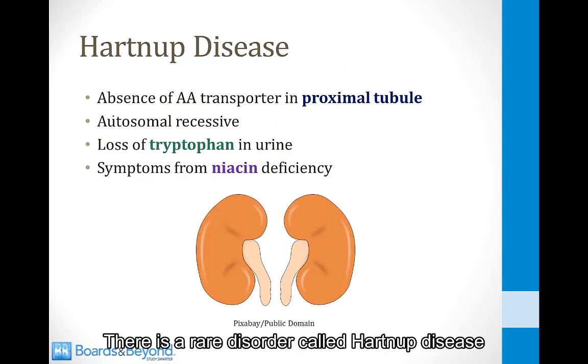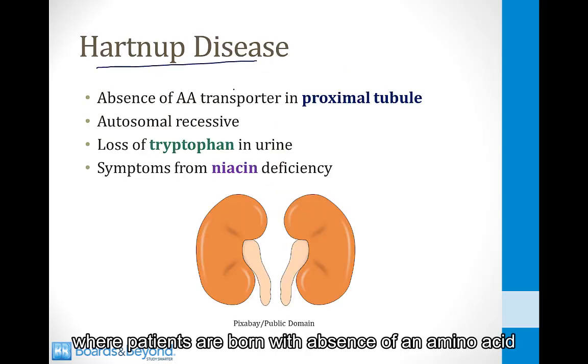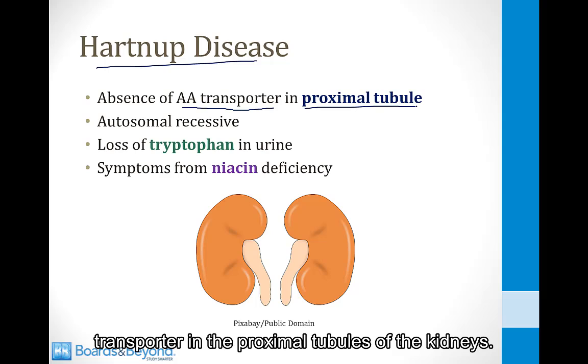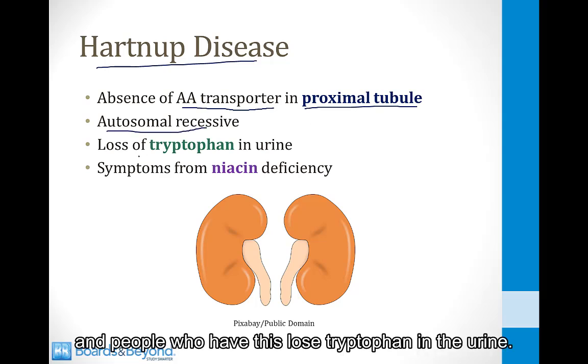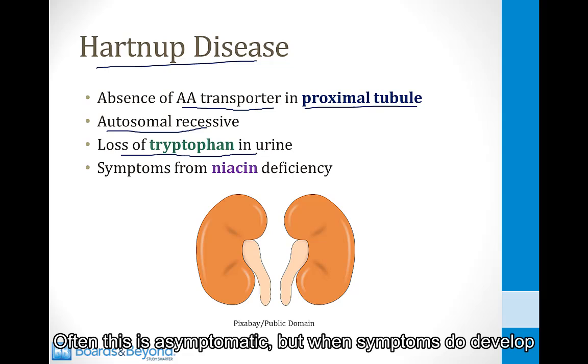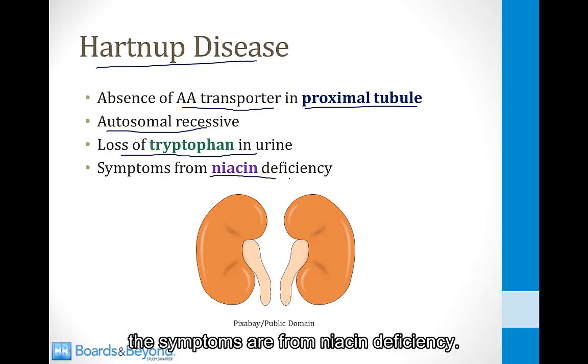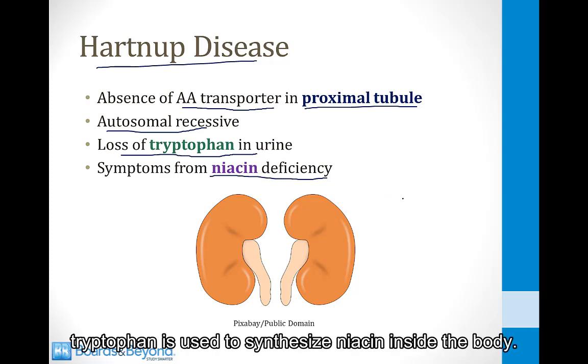There is a rare disorder called Hartnup disease where patients are born with absence of an amino acid transporter in the proximal tubules of the kidneys. This is an autosomal recessive disorder, and people who have this lose tryptophan in the urine. Often this is asymptomatic, but when symptoms do develop, the symptoms are from niacin deficiency, and that should make sense to you now because, as we just described, tryptophan is used to synthesize niacin inside the body.